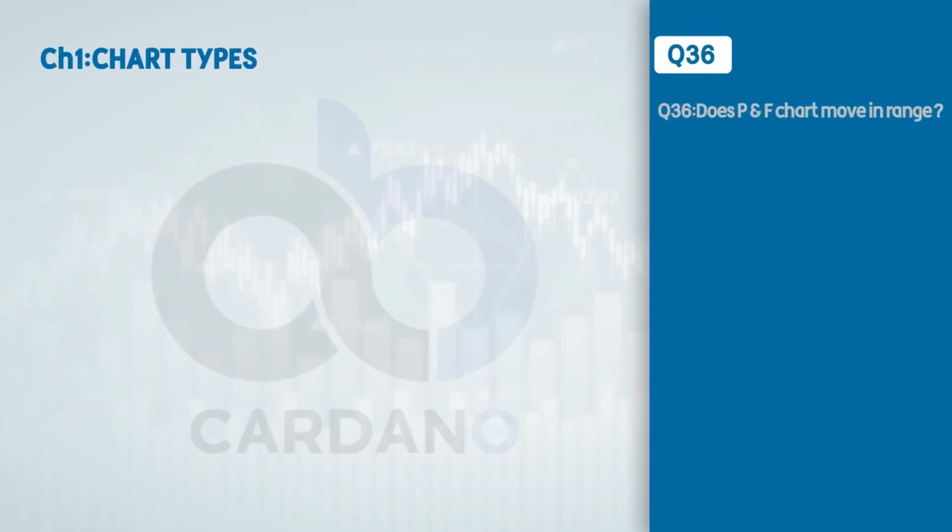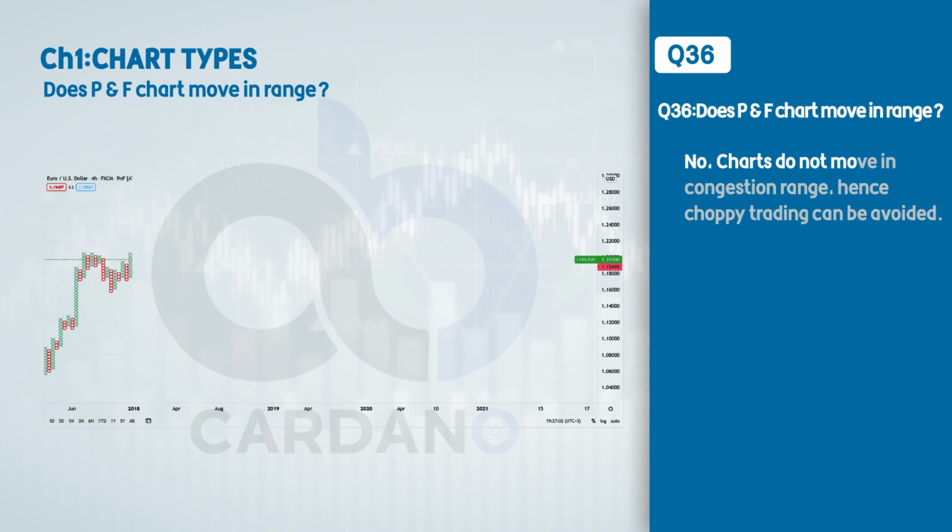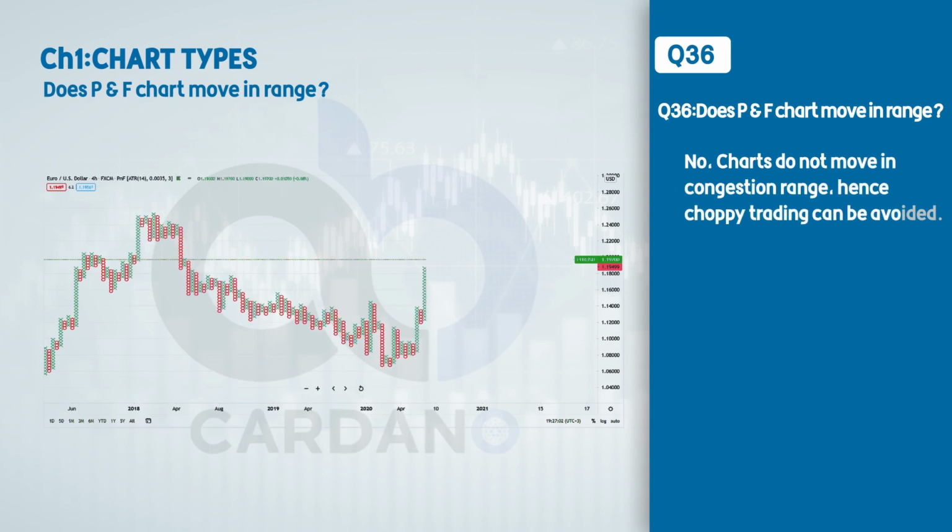Question number 36. Does a PNF chart move in a range? The answer is no. Charts do not move in the congestion range. Hence, choppy trading can be avoided.